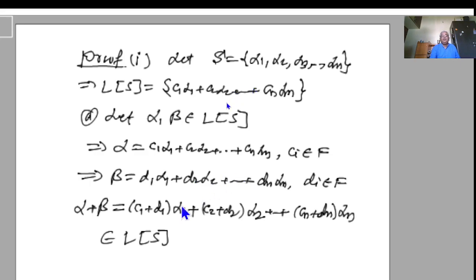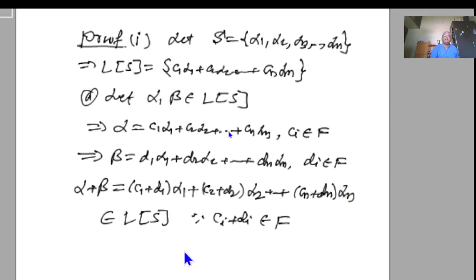Because this is nothing but the linear combination of the elements of S. And here C1 and D1 belong to F, which means C1 plus D1 also belongs to F. C2 plus D2 also belongs to F. Cn plus Dn also belongs to F. This is because Ci plus Di belongs to F. Okay, the first condition is satisfied.